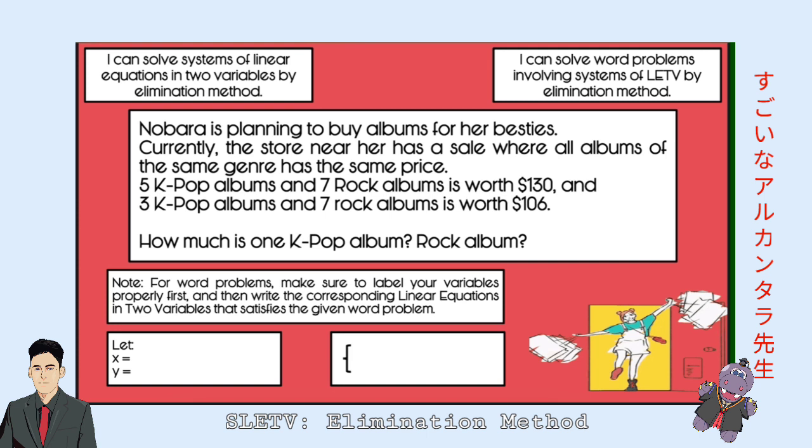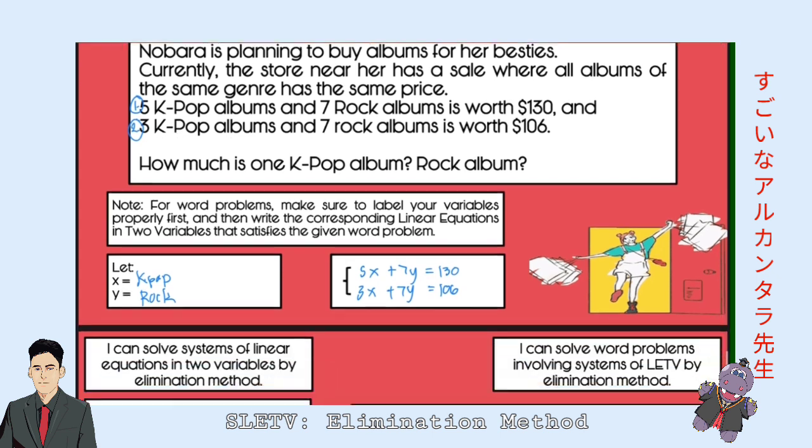So again, the important thing here is we label them. So let's say that the X variable is the K-pop albums, and let's say that the Y variable is the rock albums. So it says there 5 K-pop albums. So our first equation will be this one right here. It will be 5x, 7 rock albums, so 7y, and worth 130, so 130. Our second equation, 3 K-pop albums, 3x, 7 rock albums, 7y, and then worth 106. So those are our equations for this example.